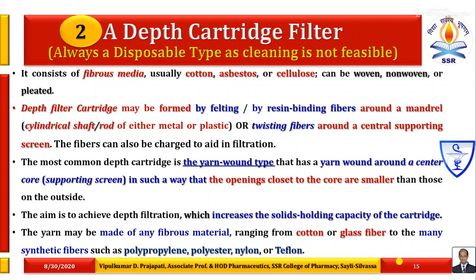The yarn may be made of any fibrous material, ranging from cotton or glass fiber to the many synthetic fibers such as polypropylene, polyester, nylon or Teflon.